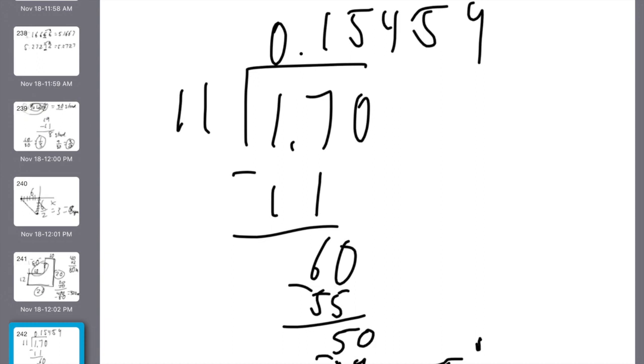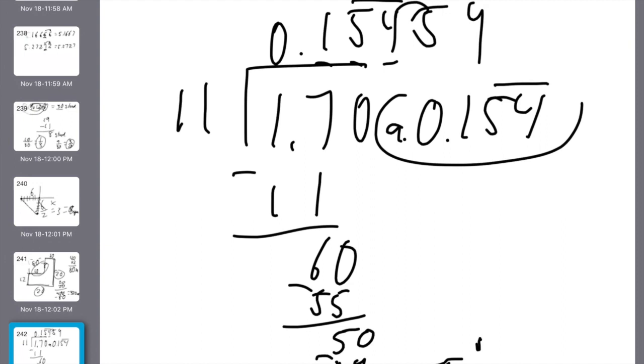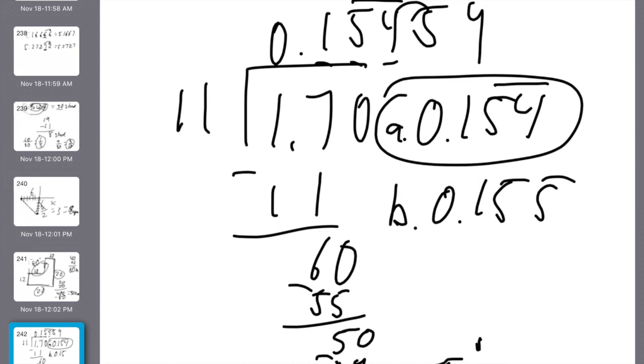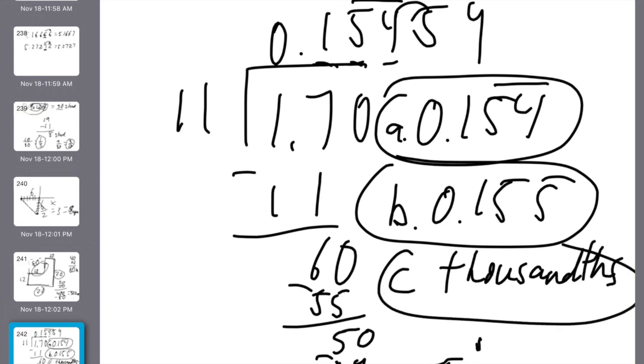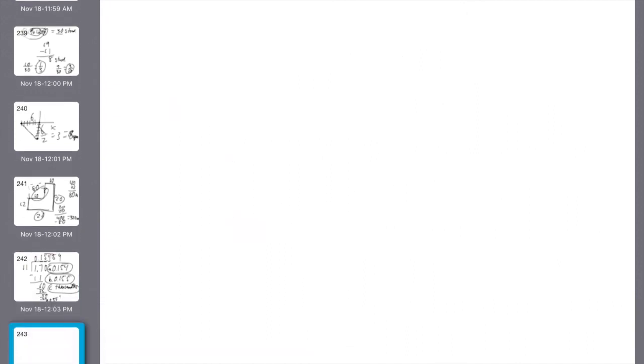So A says with a bar over the repeating, what's repeating? So it's 0.1, this is repeating, guys, 5, 4, repeating. B says round to 3 decimal places. 1, 2, 3, look to here. So that was A. B is 0.155. I look to that 5, it rounds it up, so I got 0.155. C says in exercise B, what place value did you round to? 3 place values, guys. That's the thousandths. Don't forget the THS. So tenths, hundredths, thousandths.